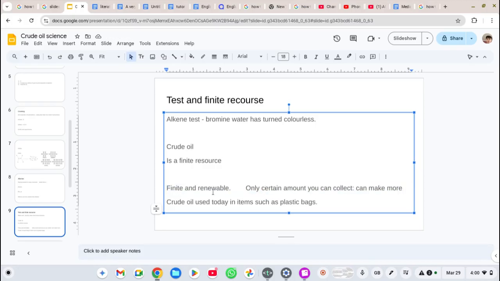Crude oil, finite resource, finite and renewable, only a certain amount of things you can collect. Finite means there are a certain amount of things you can collect. I've done the ratio sign, and you can make more. Crude oil is used today in items such as plastic bags. So, wait, I didn't put a full stop there. So yeah, renewable means you can make more of it, and crude oil is finite, so it's limited.